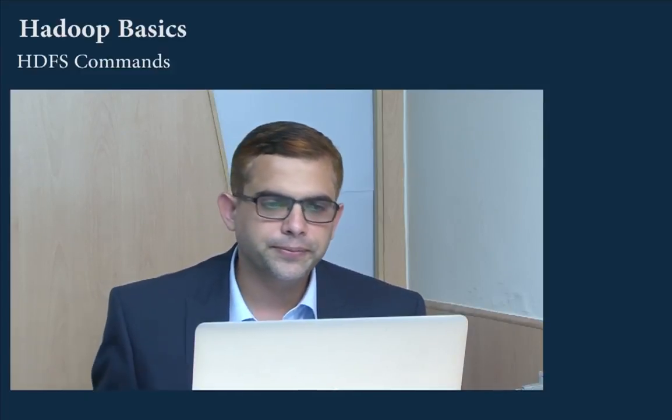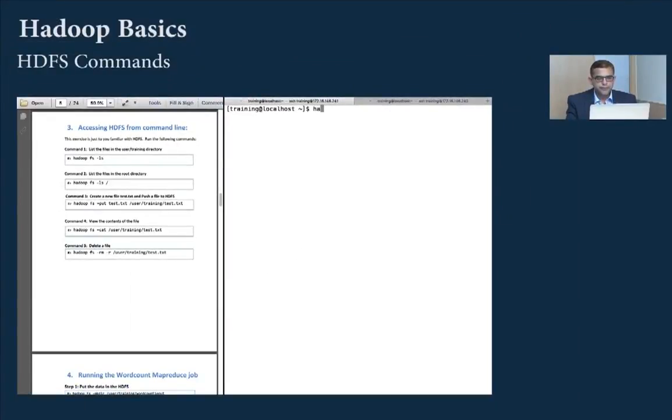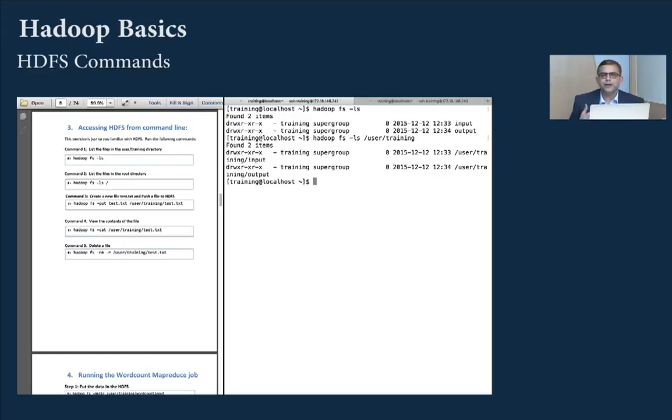So let's get going. If we wish to see the contents of my home directory in Hadoop, the command is hadoop fs -ls. Now surprisingly, hadoop fs -ls is equivalent to hadoop fs -ls /user/training. It's because I am logged in as training, so my home would automatically be /user/training. So that's the first command we try out.